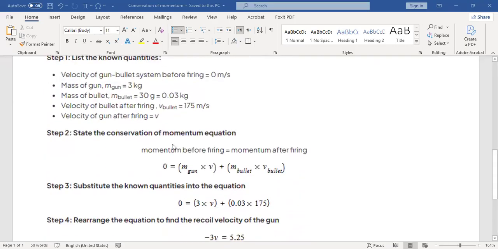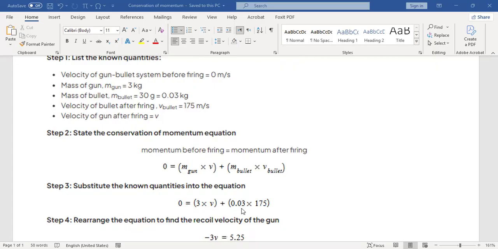So we apply the conservation of momentum. Momentum before firing should be equal to momentum after firing. Momentum before firing was zero. Momentum after firing is obtained through these. So we have the gun momentum and the bullet momentum. The gun momentum, the mass is 3 and velocity is unknown, plus the bullet momentum, mass is 0.03 and velocity is 175 meters per second.